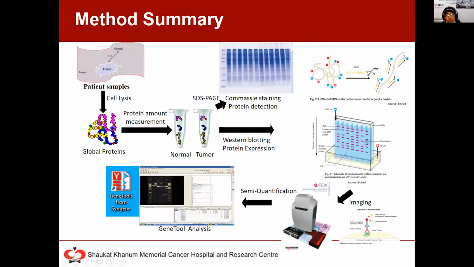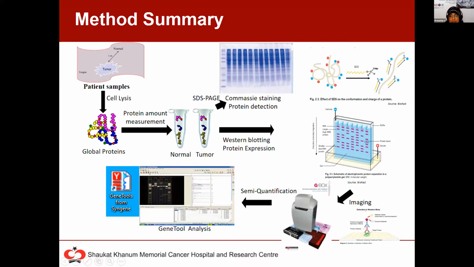This is the method summary. We collected samples from the patients and performed cell lysis. We measured the protein amount and then performed chemistry staining for protein detection. For protein expression, we performed Western blotting. We cast the gel and transferred the proteins onto the membrane and treated it with primary and secondary conjugated antibody, which released the detection signal.